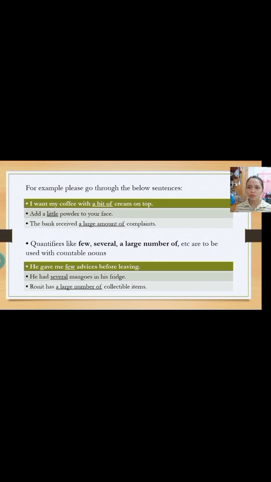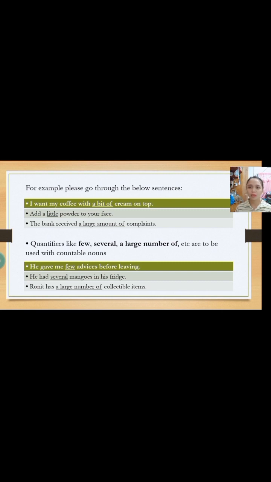Quantifiers like few, several, a large number of, etc. are to be used with countable nouns. He gave me few advices before leaving. Few advices. Advices is the noun and the word few refers to advices, and this is treated as a countable noun.